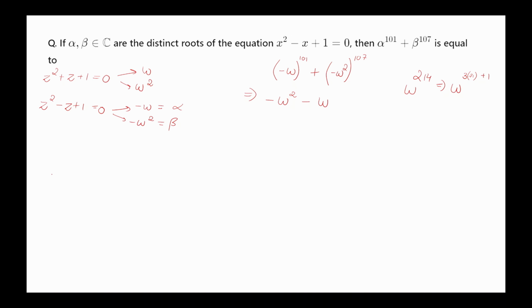And from our cube roots of unity, we know that 1 plus omega plus omega square is always equals to 0. So 1 plus omega can be written as minus omega square. So here I have minus omega square minus omega. So this is simply 1. So this is how we solve questions related to cube roots of unity.